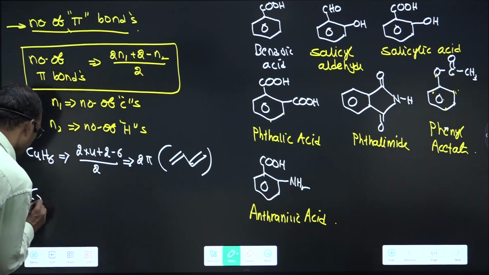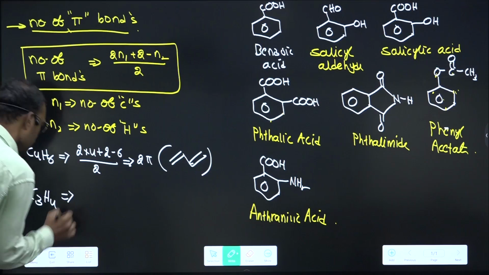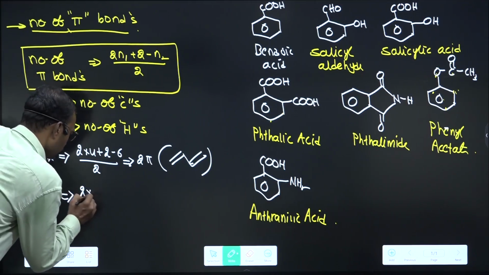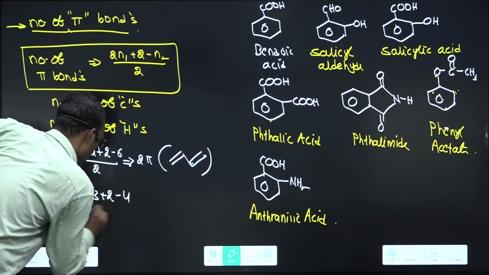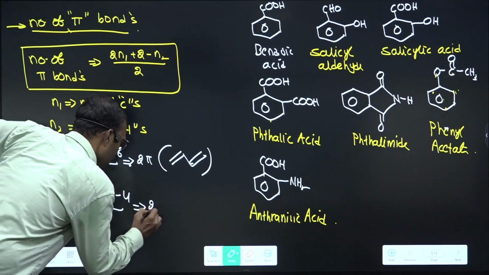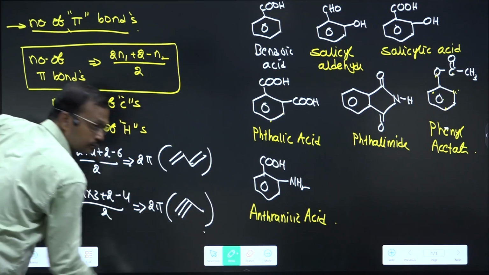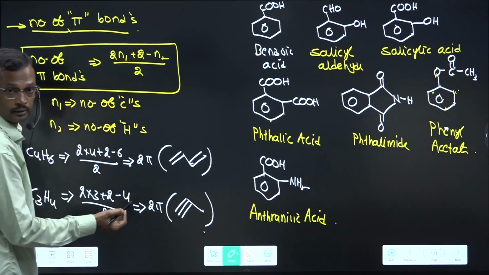Now see, here I am writing C3H4. How many maximum pi bonds can you create? See, 2 into 3 plus 2 minus 4, by 2. How much will you get? 2, right? 2 pi. 2 pi means can I write a triple bond and methyl? Can I write even an allene?